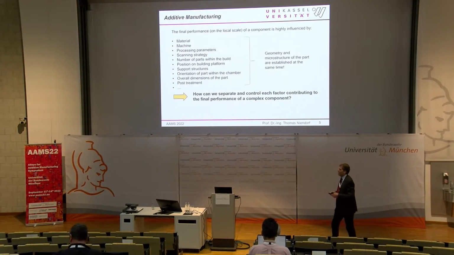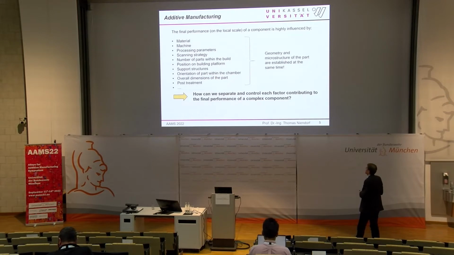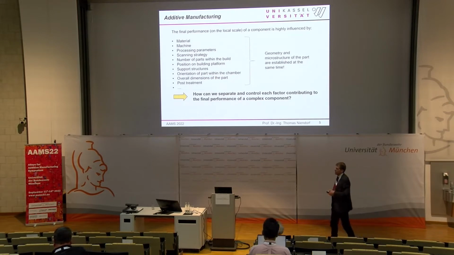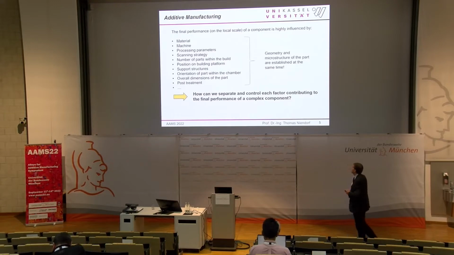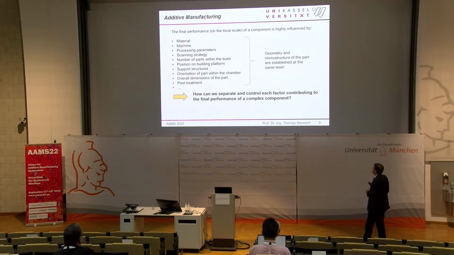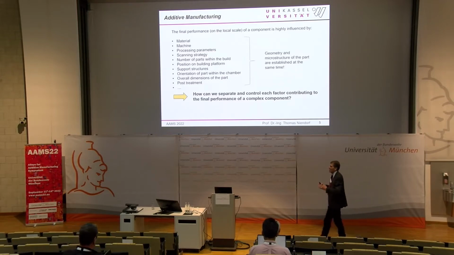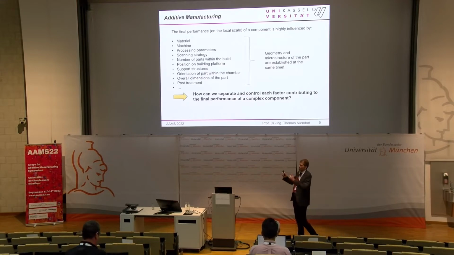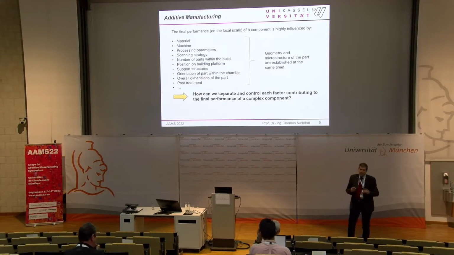Now, the results from the last years. At the end there will be a list of many contributors, and we will see who contributed to the whole story. We all know additive manufacturing is quite complex. We have a lot of influencing parameters, and as Matteo already said, geometry and microstructure are established at the same time, so it's hard to maintain the microstructures built in blocks in complex structures. So the question is, how can we separate and control all these factors?